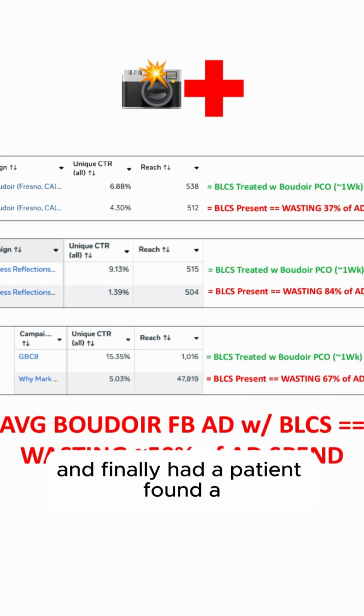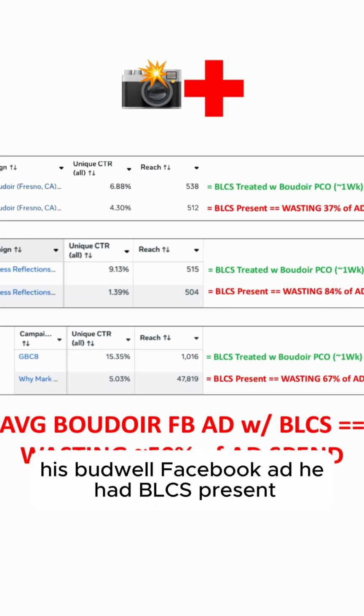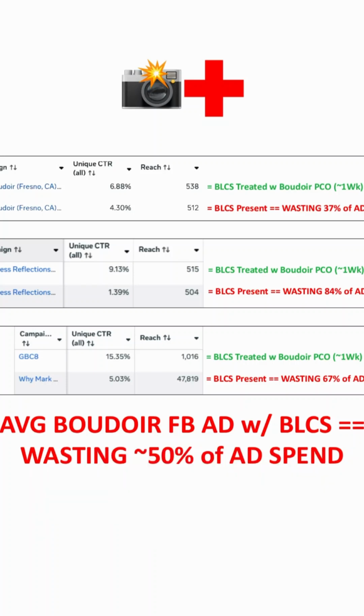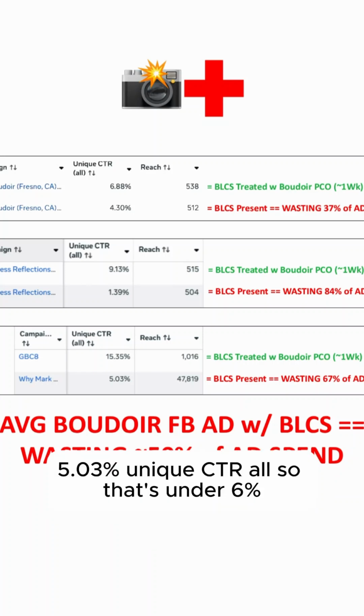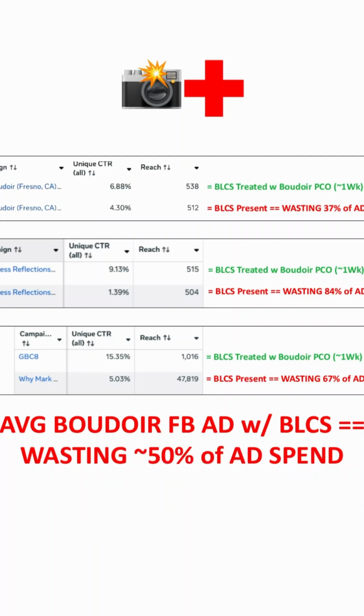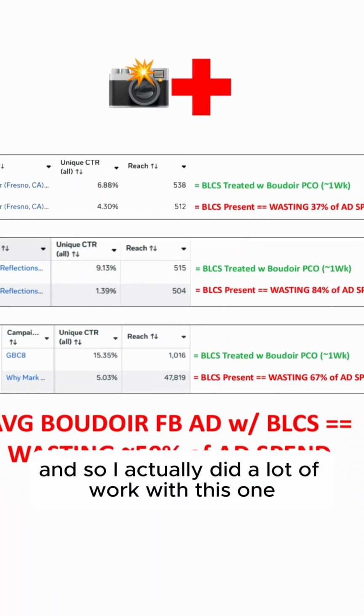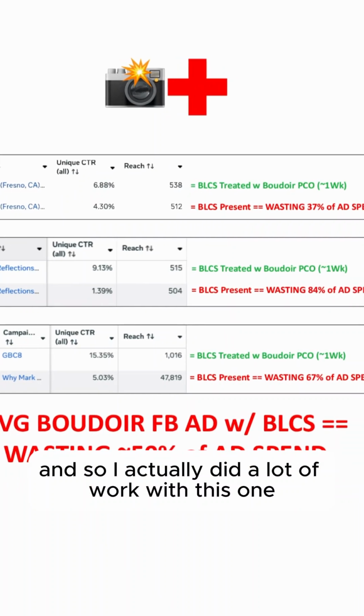And finally, I had a patient, found out his Boudoir Facebook ad had BLCS present: 5.03% unique CTR, so that's under 6%. That's Boudoir low click syndrome. And so I actually did a lot of work with this one.